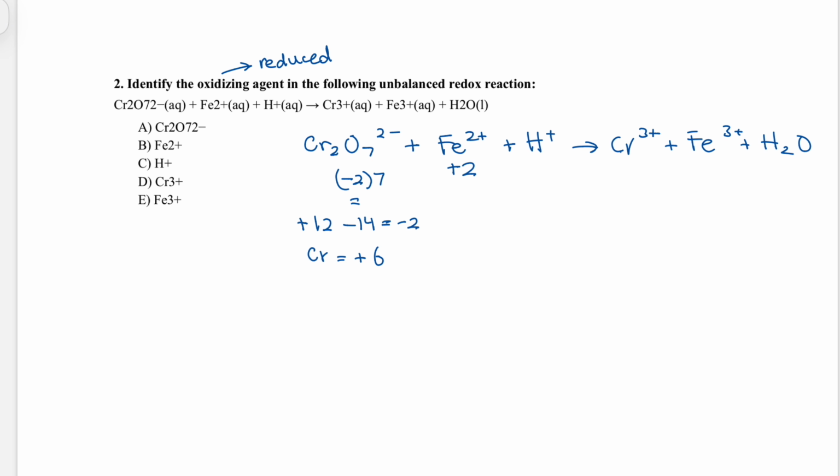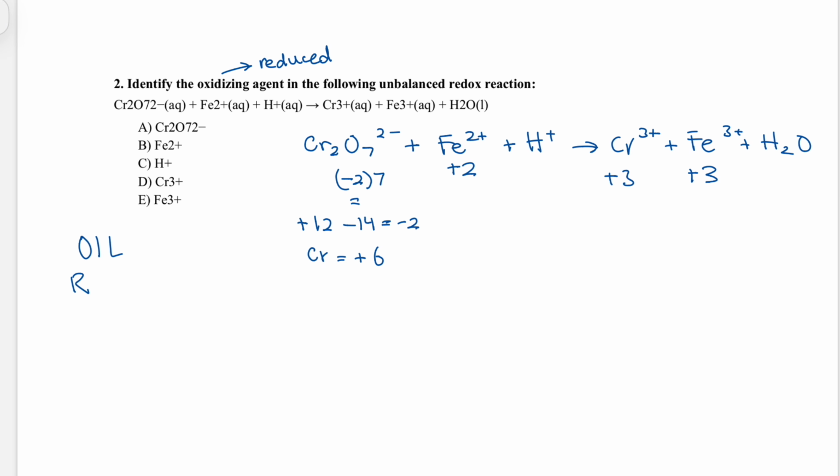And then for Cr3+, this is +3, and Fe3+ is also +3. I'm ignoring H+ and H2O because hydrogen and oxygen have constant oxidation numbers. So what we want to focus on is the ones with chromium and iron. So we found the oxidation numbers. Now we need to figure out which one's reduced and which one's oxidized.